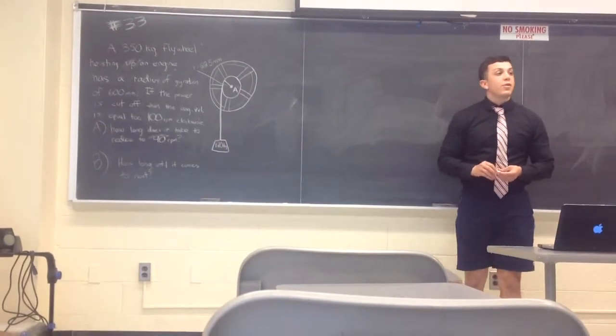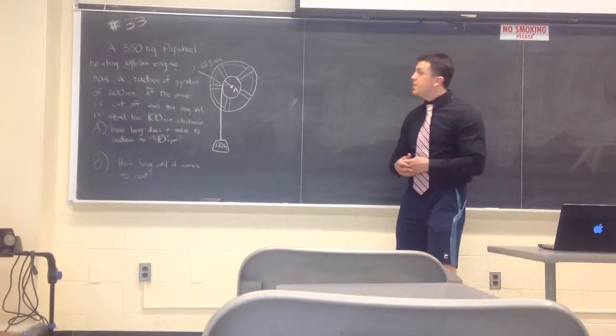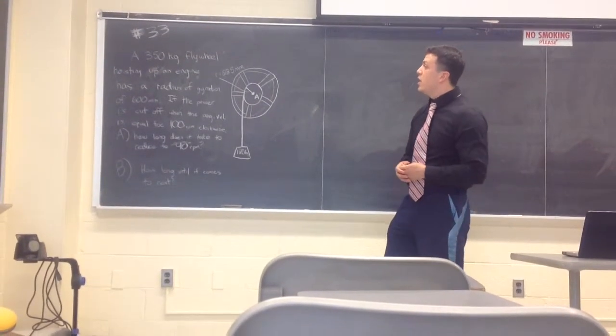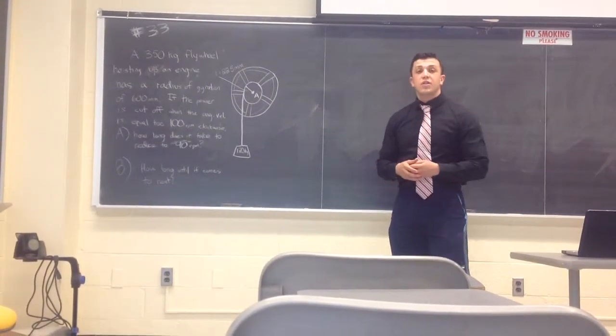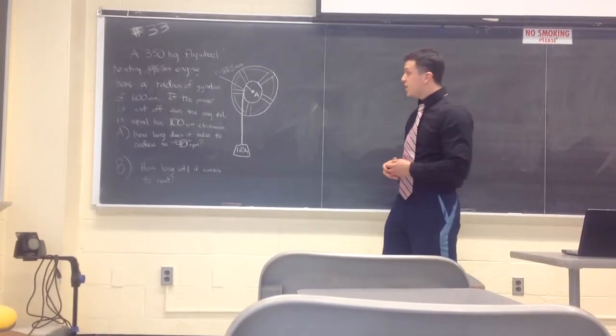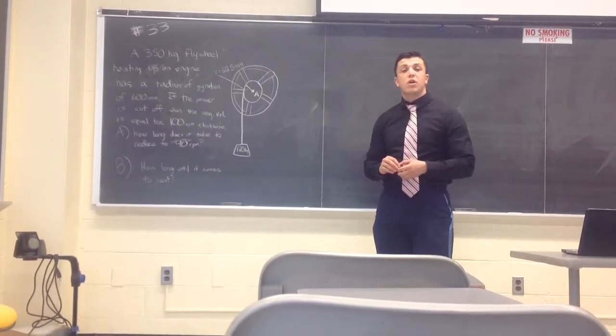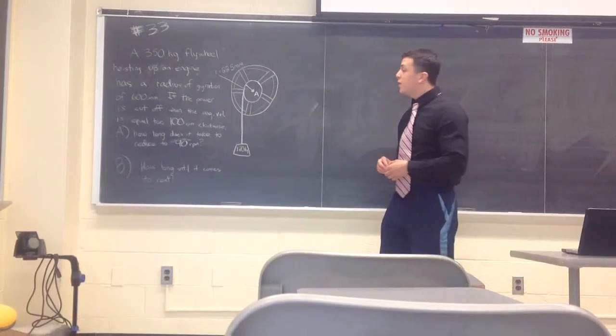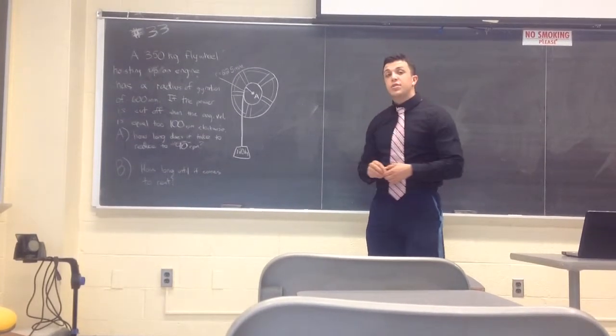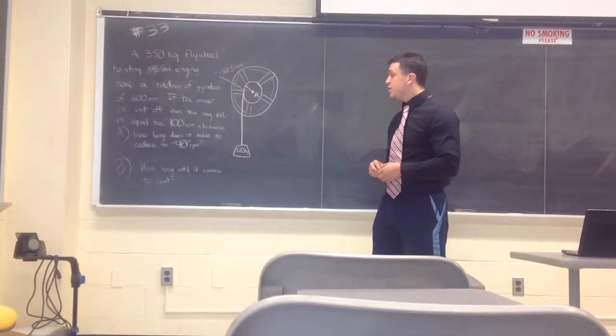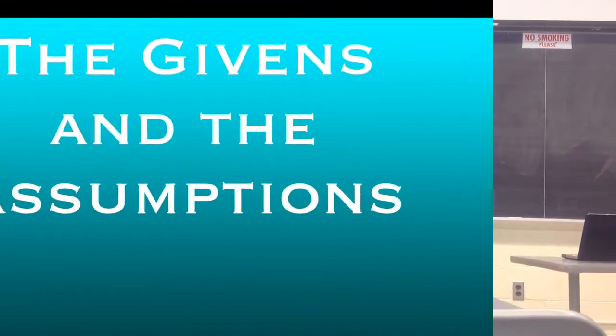Today we're going to be going over number 33 in the text. For this problem, it says a 350 kilogram flywheel hoisting up an engine has a radius of gyration of 600 millimeters. If the power is cut off when the angular velocity is equal to 100 RPM, we want to figure out how much time it takes for that to reduce to 40 RPM, as well as to see how long it takes to come to rest.